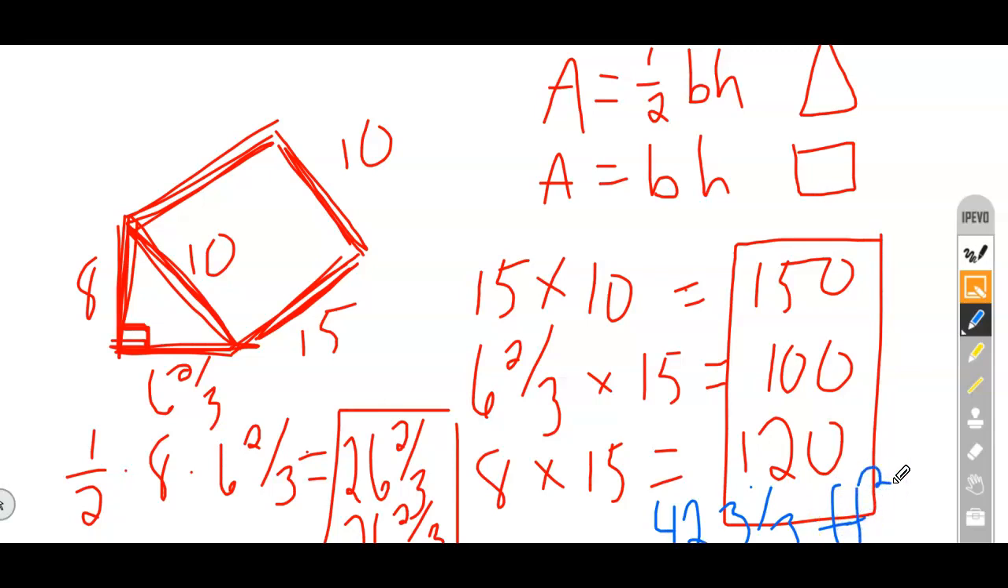Now, the label is important because if you put it on the wrong blank, but I see the correct label, I know that you did it right, you just put it in the wrong spot. 423 and 1/3 feet squared. Square feet, right?